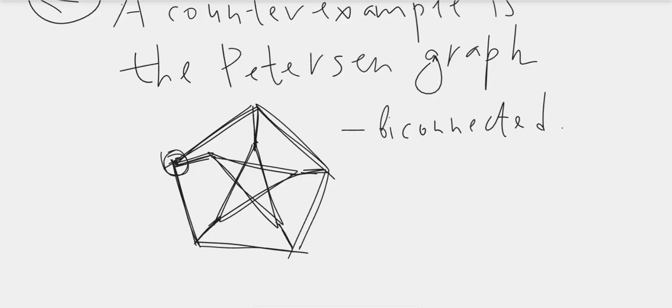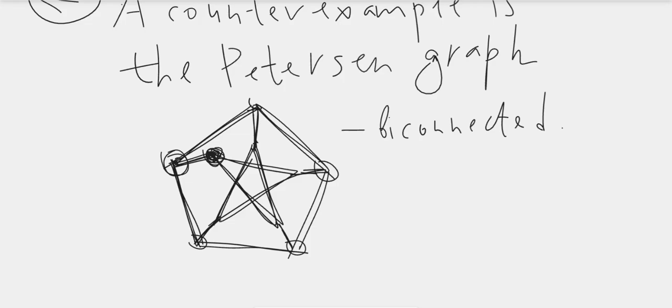By the rotation symmetry, all other external vertices are the same, so we need to consider only one of them, and the same for the internal vertices. All of them are symmetrical up to rotation. So if we remove, let's say, this vertex, we observe that the remaining graph is still connected. So it is biconnected.